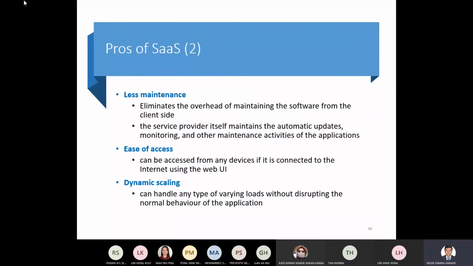The other pros of SaaS are less maintenance. Yes, it's less maintenance because nothing is in your hand. You are directly just using the services, not configuring, not installing, nothing else. So that's why there is less maintenance, and it's very easy to use and provides dynamic scaling. As we just discussed, if we're using it for social networks and the level of user requests increases exponentially, there is no issue, we can manage it.